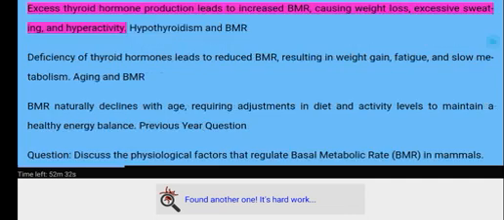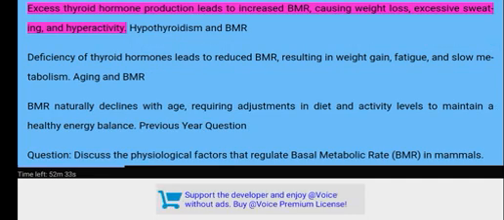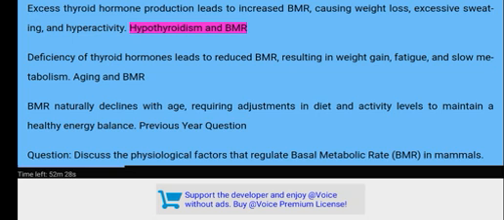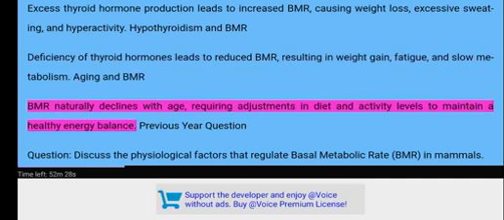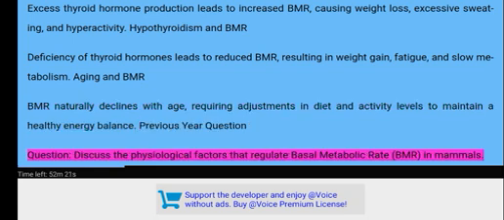Hyperthyroidism and BMR: excess thyroid hormone production leads to increased BMR, causing weight loss, excessive sweating, and hyperactivity. Hypothyroidism and BMR: deficiency of thyroid hormones leads to reduced BMR, resulting in weight gain, fatigue, and slow metabolism. Aging and BMR: BMR naturally declines with age, requiring adjustments in diet and activity levels to maintain a healthy energy balance. Previous year question.